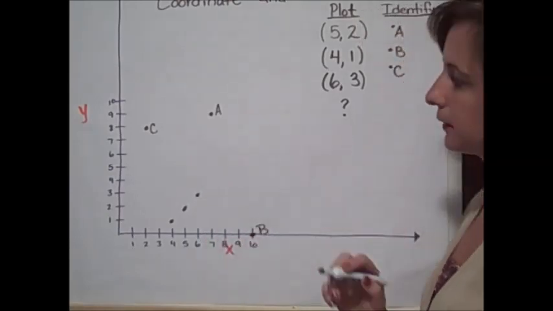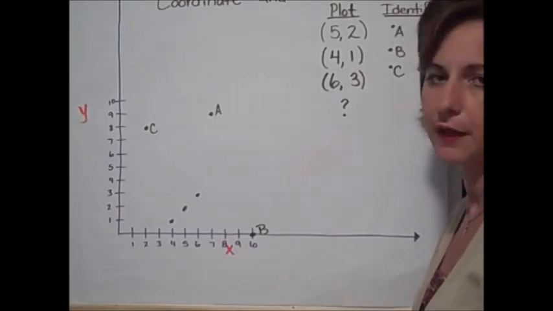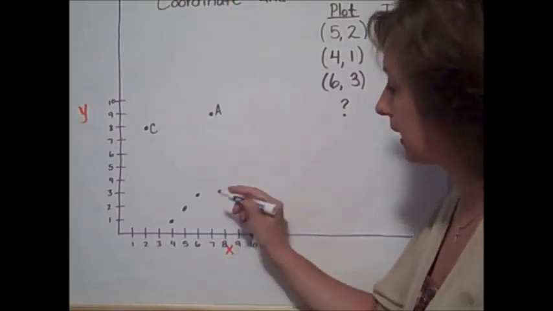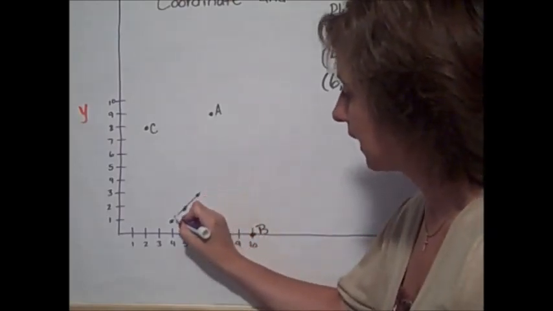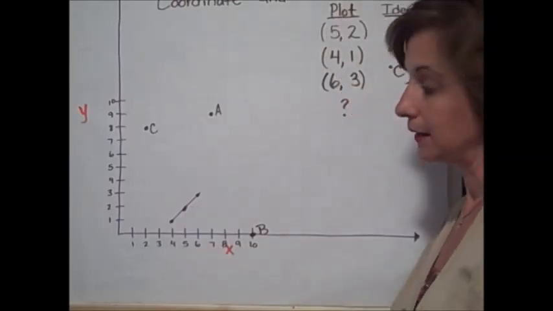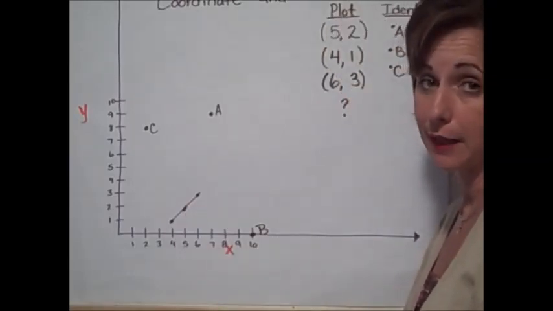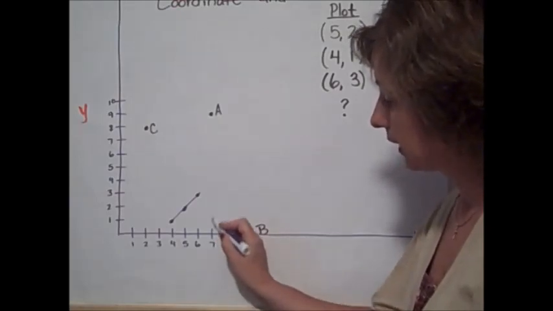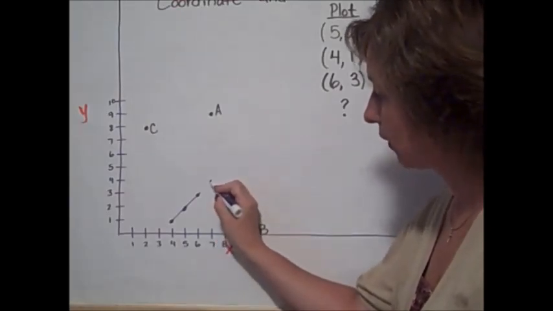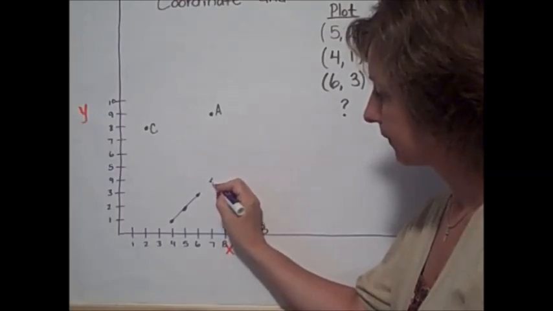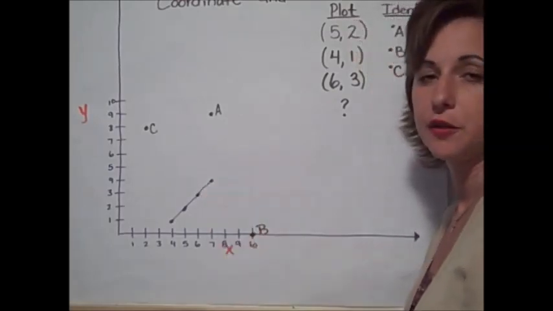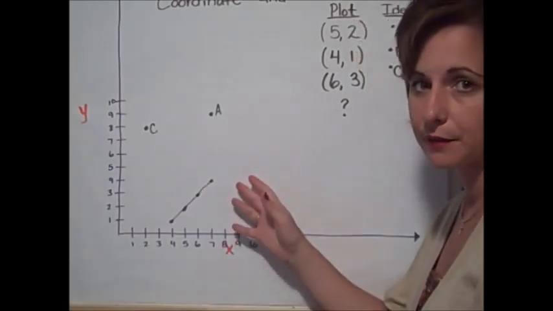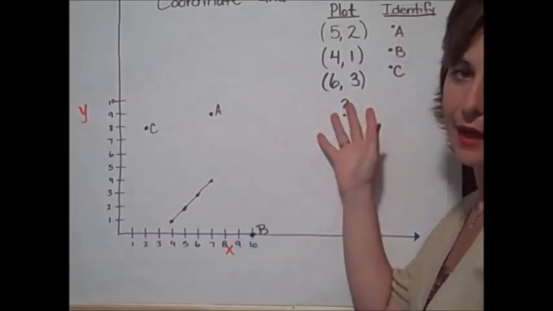Plot 6, 3. Over 6 and up 3. And this question mark is here because it wants to know if you could find another point that would end up in this line. And indeed, there's an infinite amount of points that could fit on that line. The most obvious is 7, 4. You are going to find that as you progress through math, these lines match patterns.